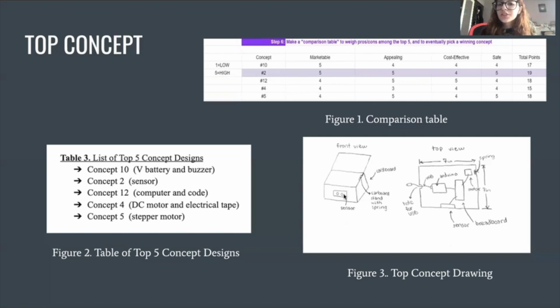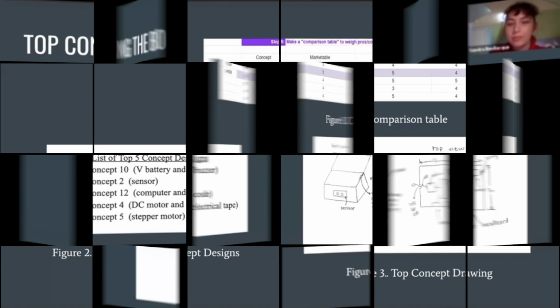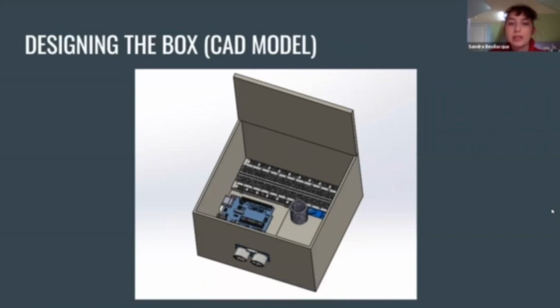It uses a sensor. It's made out of cardboard. It uses Arduino. It uses a USB. It has a breadboard, and it uses a servo motor. So these are all the ways we came to our top concept, which is concept 2. After determining the top concept, the next step in the design process was to develop a CAD model in order to visualize how our box would look in real life. Out of all of my teammates, I was the one assigned with this task.